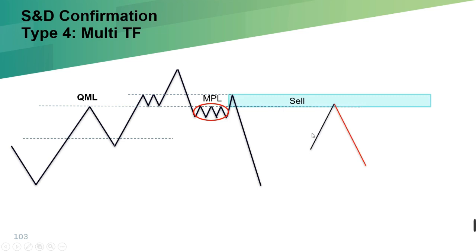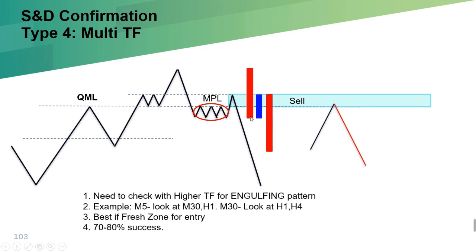So what is the confirmation here? You need to switch to a higher time frame. The previous one, type 3, is to switch to a lower time frame for a smaller QML. This one, you need to switch to a higher time frame for confirmation. So what does it mean? This action means that this price over here might look like this, might look like a drop-based drop.